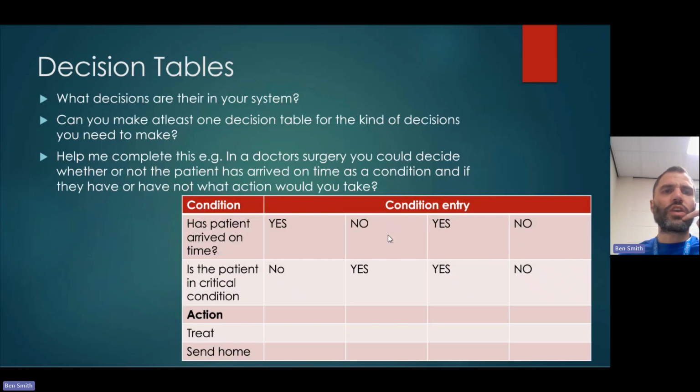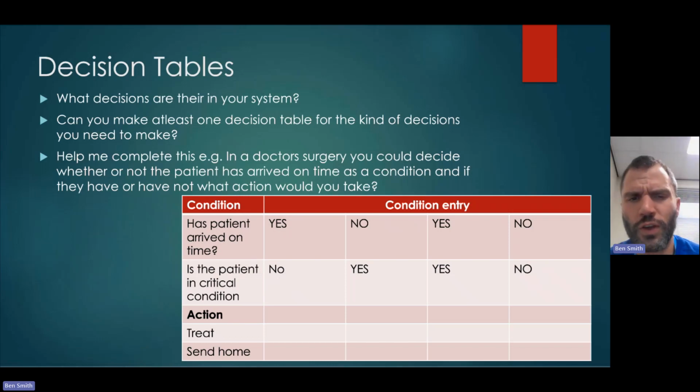A more complicated decision table could be where you have two conditions and two outputs. So the conditions could be in a doctor's surgery. Has the patient arrived on time? And is the patient in critical condition? Depending on whether those are true or false, you take a certain action. So you treat them or you don't. So it's up to you to decide this. So what do you think? Put it in the comments below if you like.